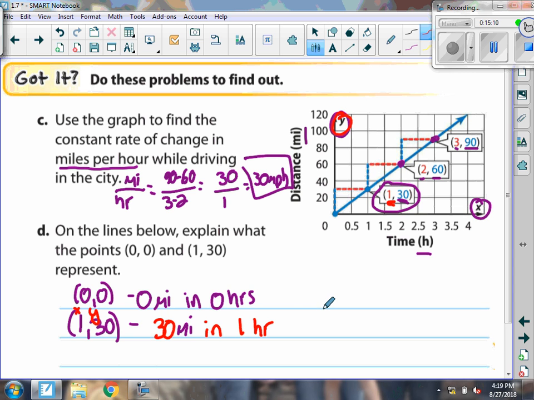So in 1 hour. Okay, again, it's just important to make sure that you have a unit of measure with the correct number. You could also write this as 1 hour for 30 miles. Either way works.